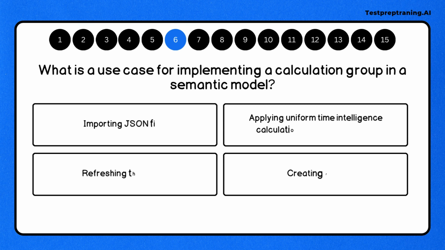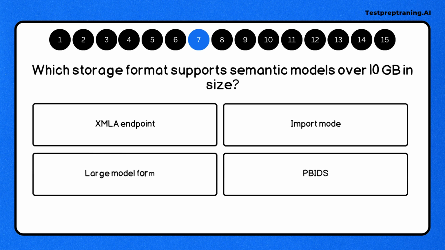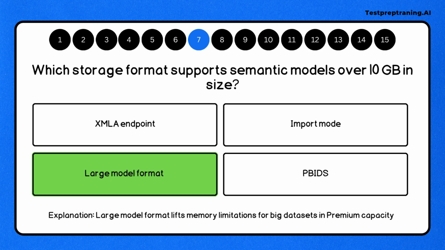Question 6. What is a use case for implementing a calculation group in a semantic model? Correct answer is applying uniform time intelligence calculations across measures, as calculation groups standardize logic like YOY, MOM across multiple measures. Question 7. Which storage format supports semantic models over 10 GB in size? Correct answer is large model format, as large model format lifts memory limitations for big datasets in premium capacity.